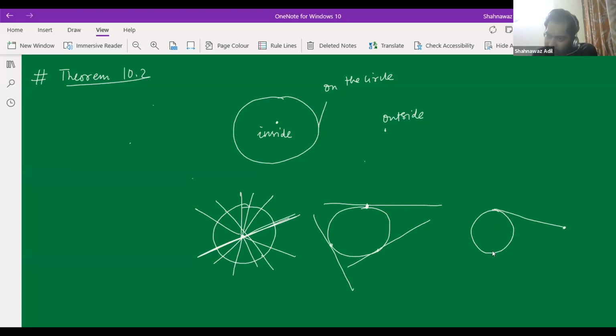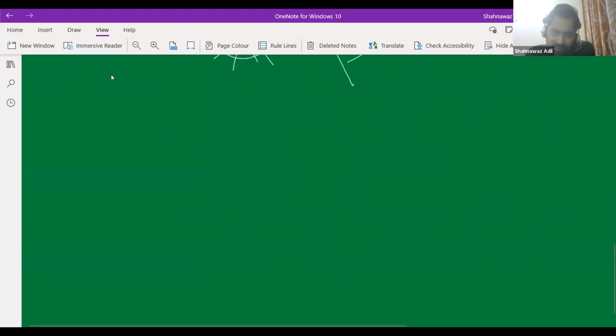And let's say if I pick a point outside this circle, then how many tangents can I draw? Two tangents I can draw, right? And I can only draw two tangents, not more than that. Is it clear? Yes. So from a point outside, I can draw tangents, but there is a relation between those two tangents. That relation is given by this theorem 10.2. So let us study that theorem.